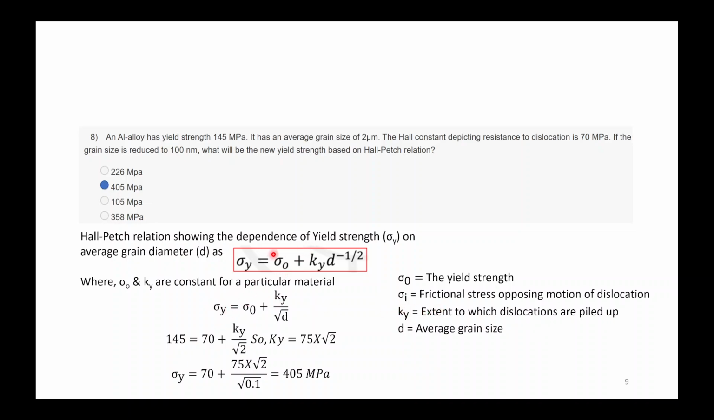Now first, using the initial parameters, you have to find out value of ky. So ky we can get from this equation as 75 multiplied by root 2. Now sigma y we can calculate easily, 405 MPa.